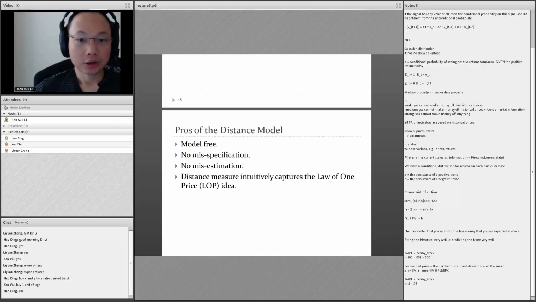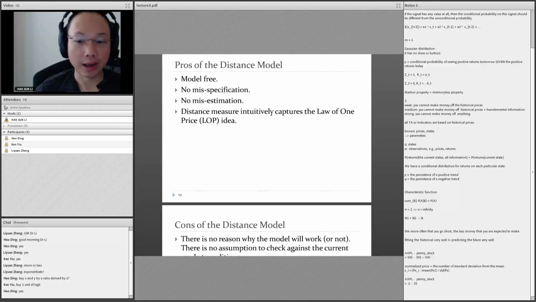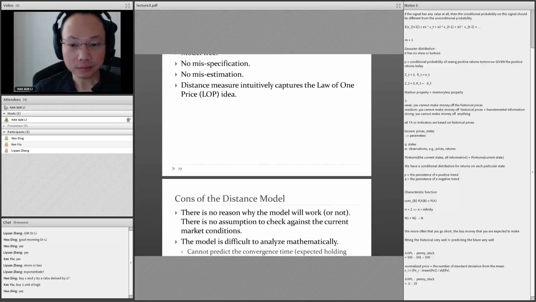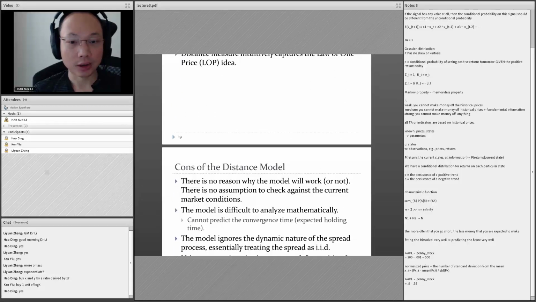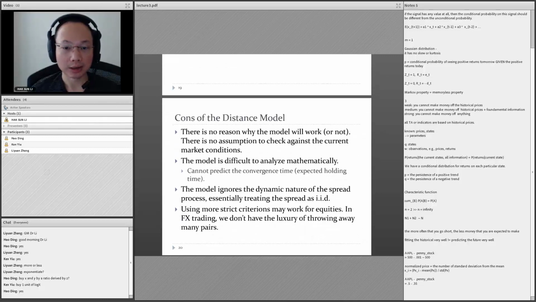So what are the disadvantages of the distance method? The disadvantage of the distance method is exactly the same as the advantage of the distance method. That is, there's no model. When there's no model, then there's no assumption, and you can't analyze it. There's no reason why the strategy will work or will not work. When there's no model, there's nothing to analyze.